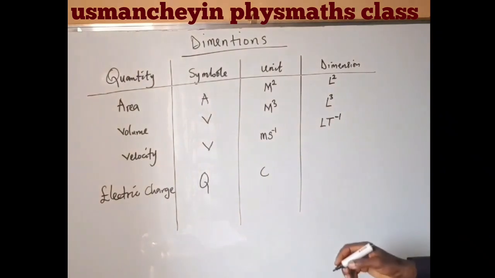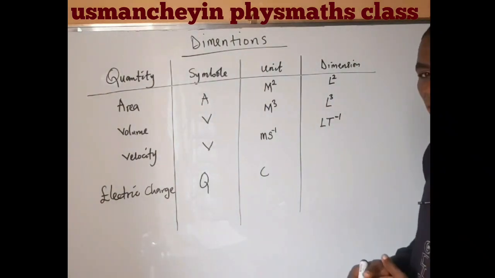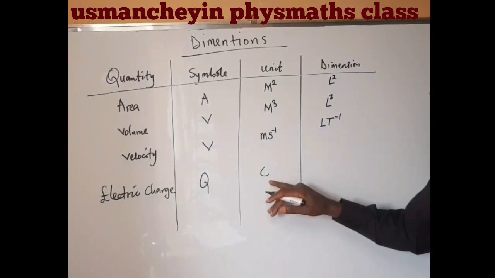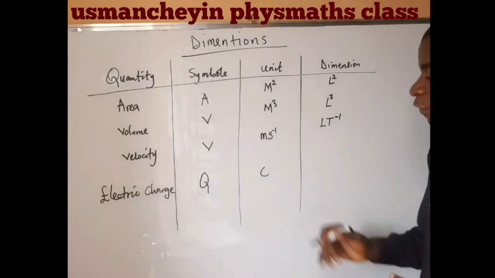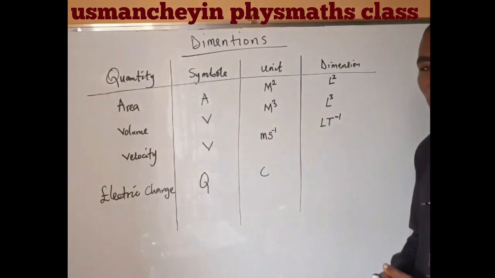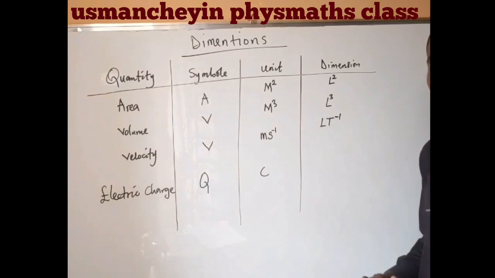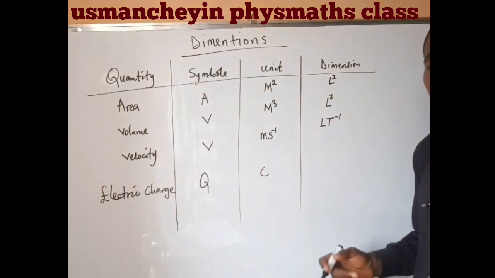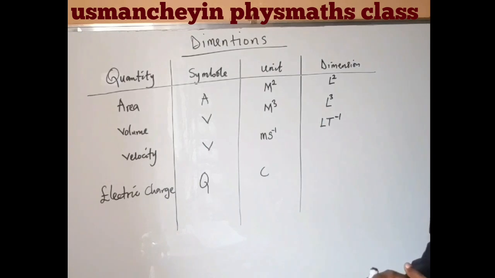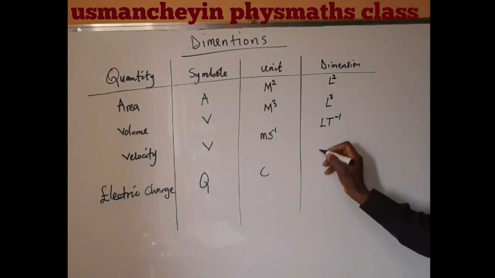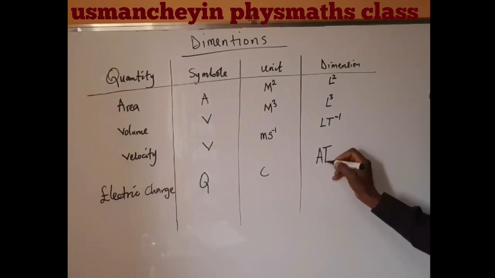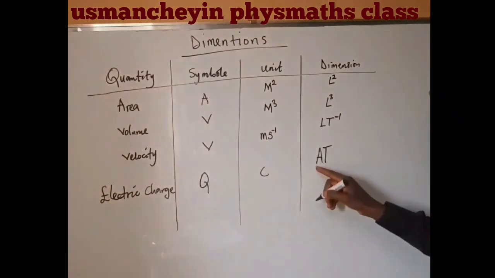Coming down to electric charge. The unit is coulomb. So we're having a problem there now, so we need to define what electric charge is all about. Electric charge is current multiplied by time. So if electric charge is current multiplied by time, the dimension of current is A, and time is T, so the dimension of electric charge is AT.